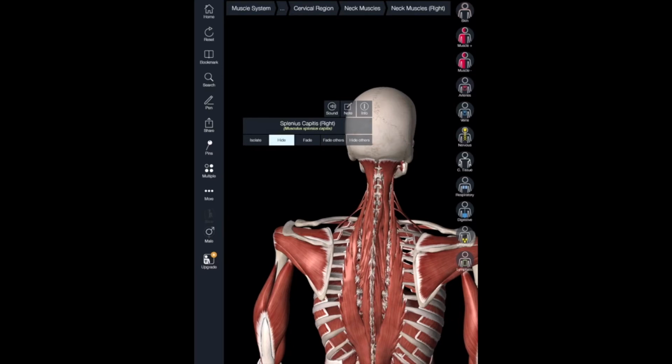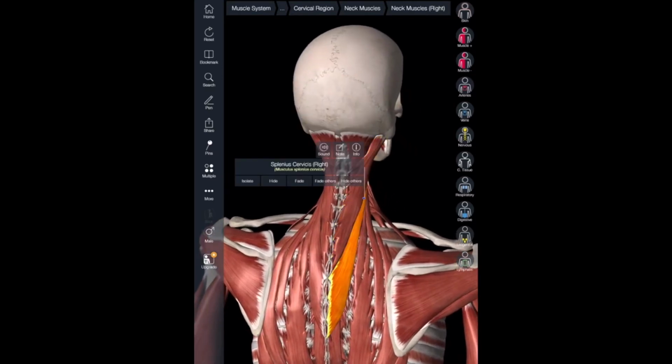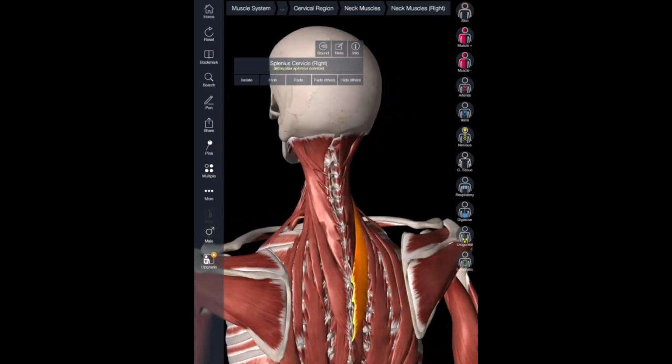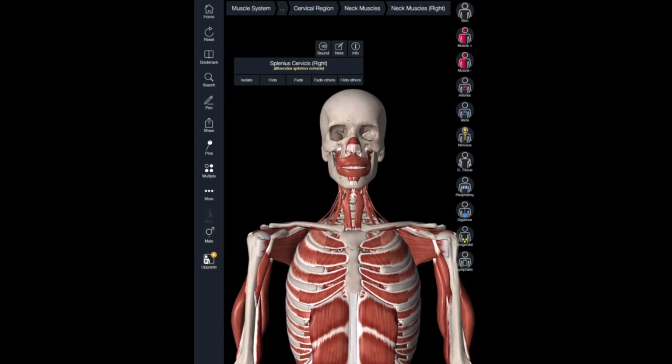Oh dear. Well, splenius cervicis. There he is. Splenius cervicis. Okay. Muscles of the face. Oh my gosh.